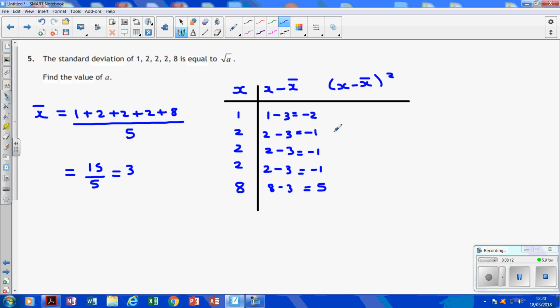The positive number there is 5. Now add up the negatives: 2, 3, 4, 5. It should be 0, so that's okay. Now we want to square them, so minus 2 squared is 4.